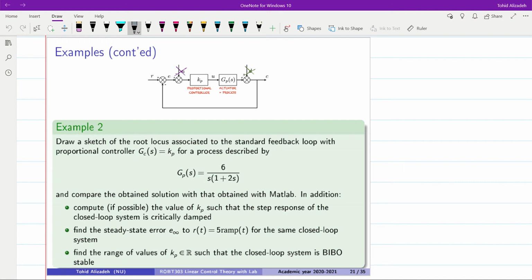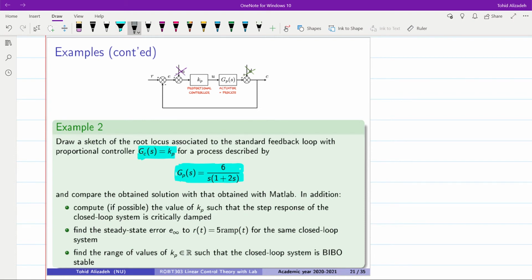Hello everyone. In this lecture, we are going to draw the Root-Locus sketch for a system given with the following transfer function. GP of S is equal to 6 over S times (1 plus 2 times S). And GC of S is given in the form of a proportional controller. So GC is equal to KP.